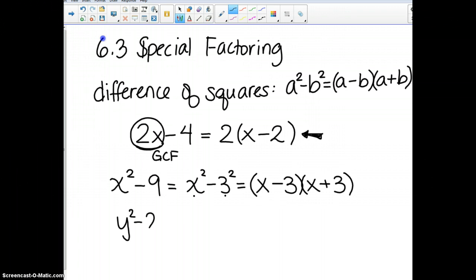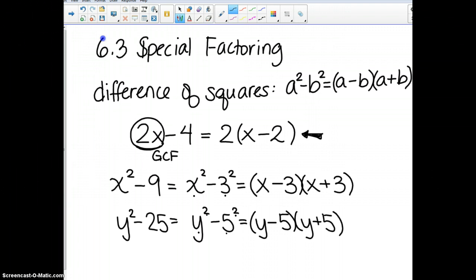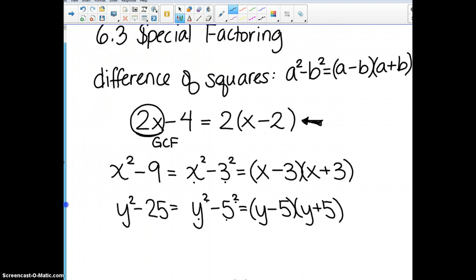Maybe I have y squared minus 25. Again, I notice the even exponent there, that I have a squared y term, and I also recognize that 25 is 5 squared. So I now have a squared minus b squared, and so again, every place there's an a in the formula, I'm going to put a y, and every place there's a b, I'm going to put a 5. The only difference between the two expressions after you have the binomial factored is that one will have a plus sign and one will have a minus sign in between the two terms.